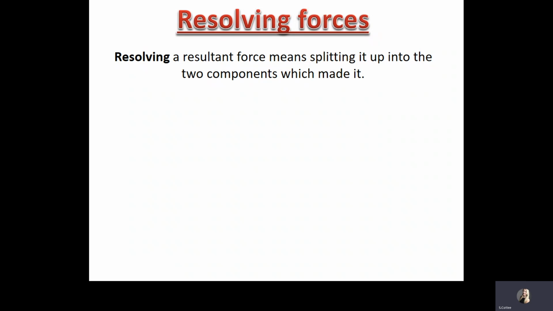It means if you start with a resultant force, to resolve it, what are the two components that created it in the first place? That's what resolving a force means, splitting it up into the two components which made it. So, for example, here is the resultant force. Hopefully, we are happy that these two arrows would represent the two original forces acting at a right angle that could have created this resultant force.